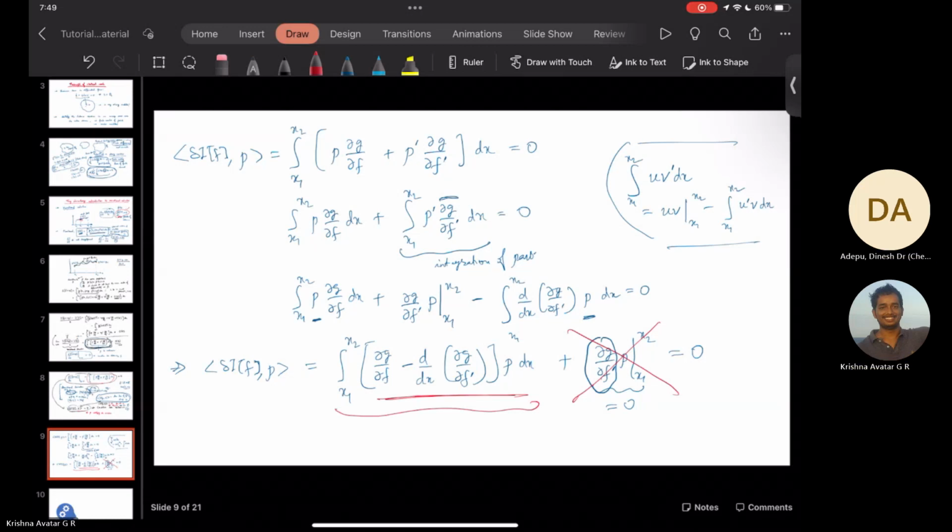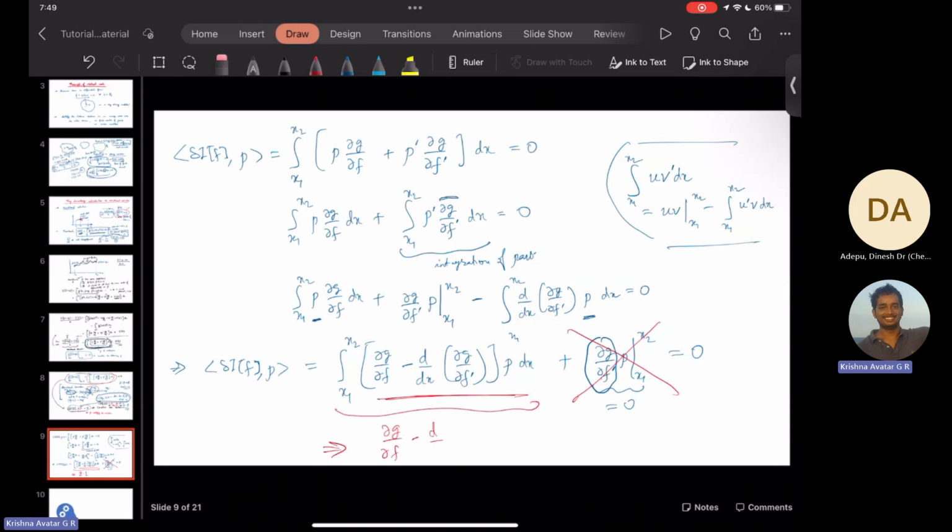So if you want this expression to be 0 for every p, there should be some condition, right? What does this give us? Yeah, so the integrand has to be 0, no? dg by dx minus dg by... Exactly. And actually, we just used our reasoning here.